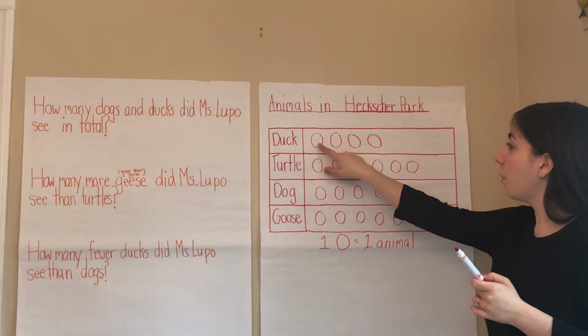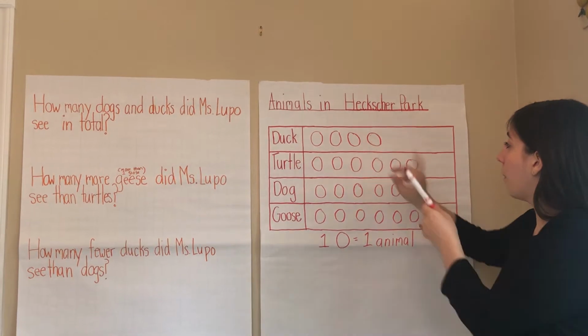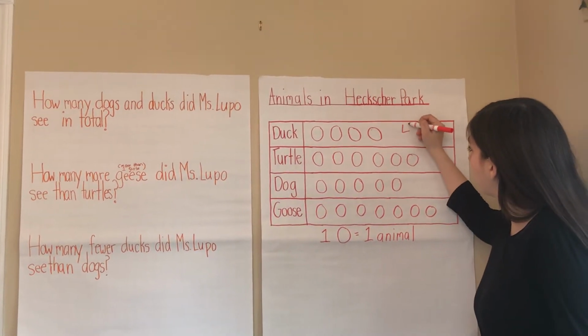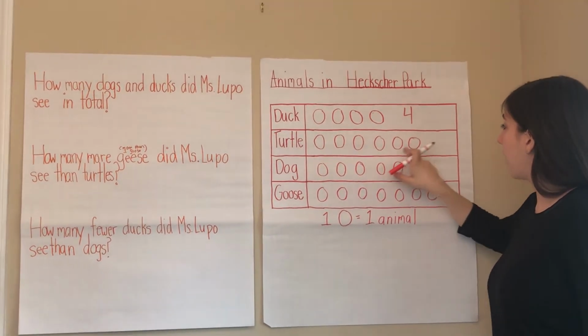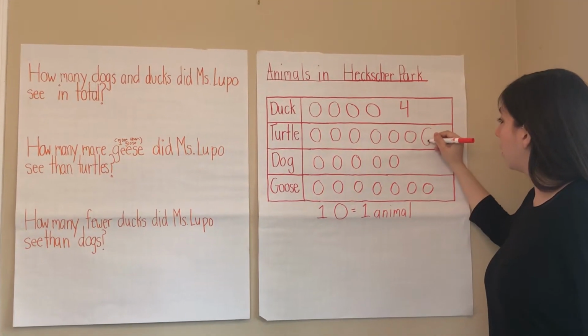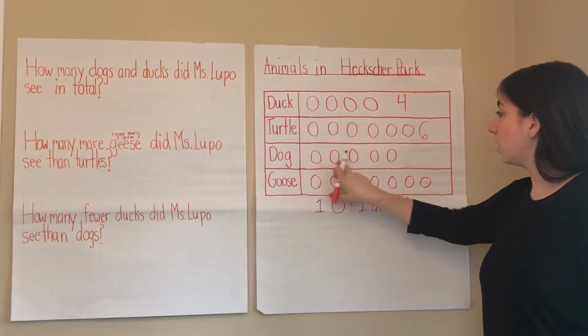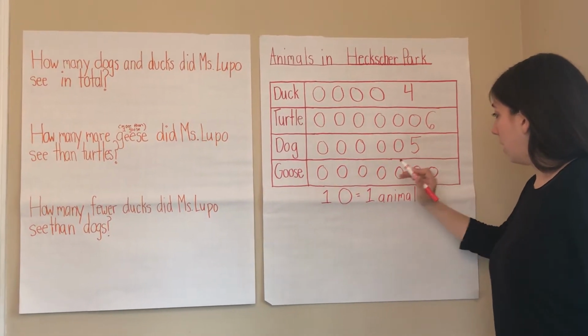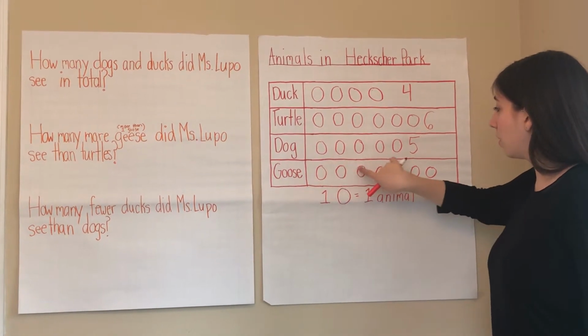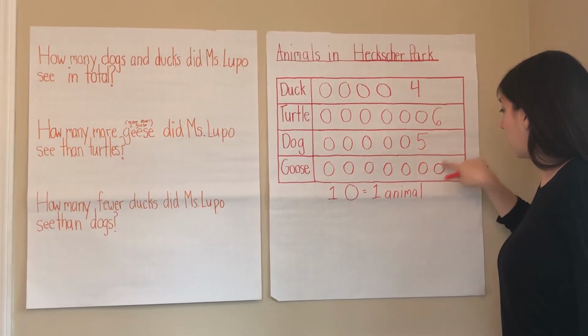Miss Lupo saw 4 ducks. 1, 2, 3, 4. Turtles, she saw 1, 2, 3, 4, 5, 6. Dogs, 1, 2, 3, 4, 5. And geese, 1, 2, 3, 4, 5, 6, 7.